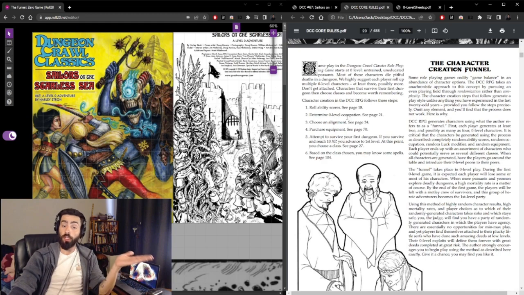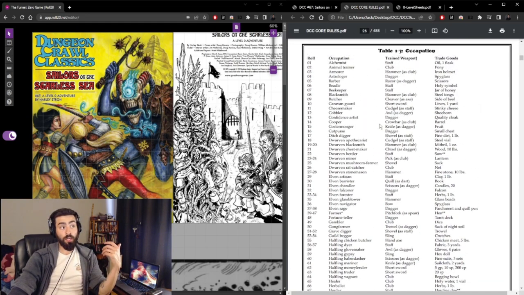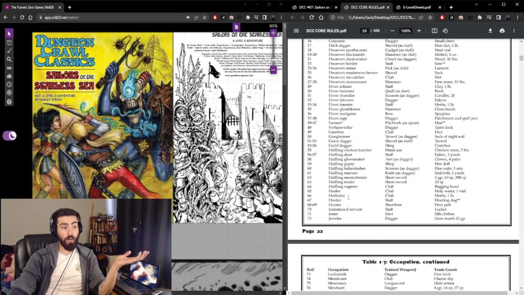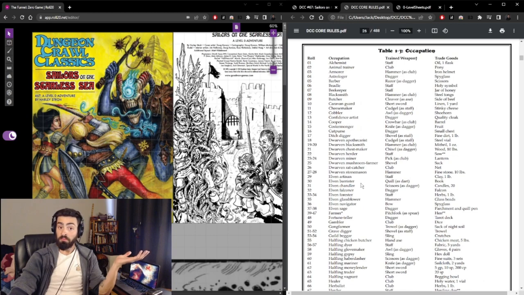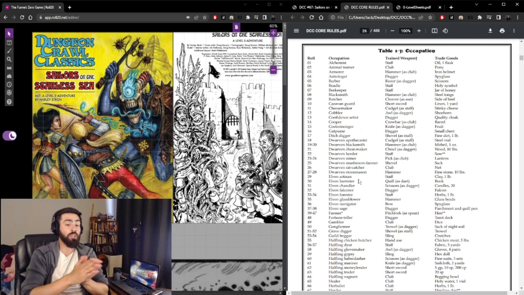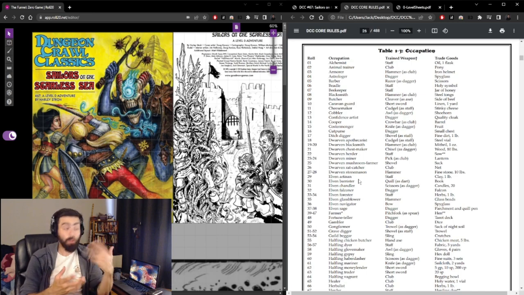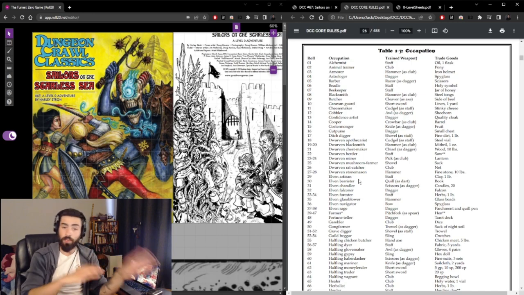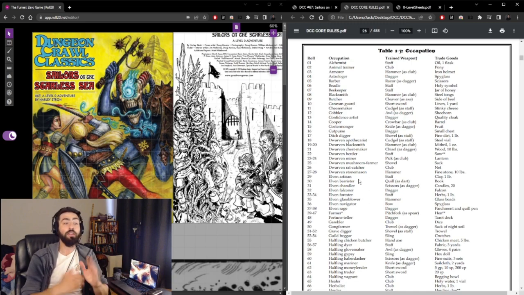Determine zero level occupation. And here we'll have 100 different options for these zero level characters' occupations. They're going to range from human to dwarf to elf to halfling, and your race in DCC will end up being your class. We'll talk about that later on. It's one of the OSR components, one of the old school replica components. For now, don't worry about it.